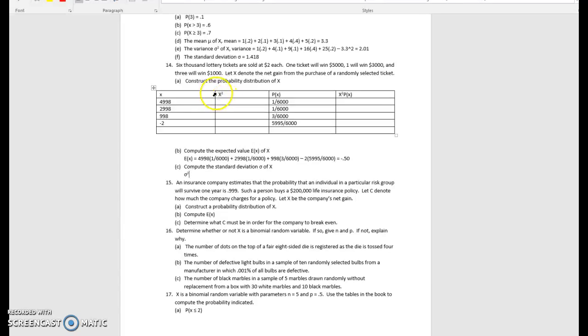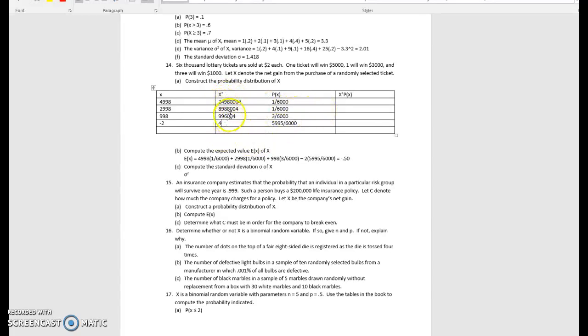So I'm going to go ahead and put two new columns here to make our calculations a little easier. So we're going to take the x column and square everything there. So if we square 4,998, that's going to give us 24,980,004. If I do the same thing to 2,998, square it, I will get 8,988,004. And if I square 998, that will give me 996,004. And then if I square -2, I'm going to get 4.